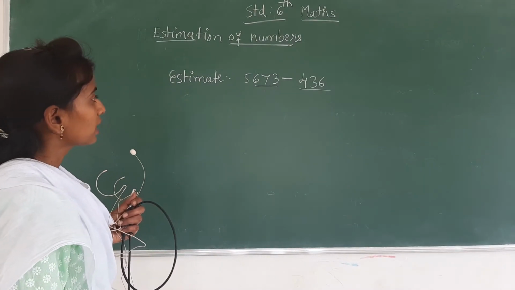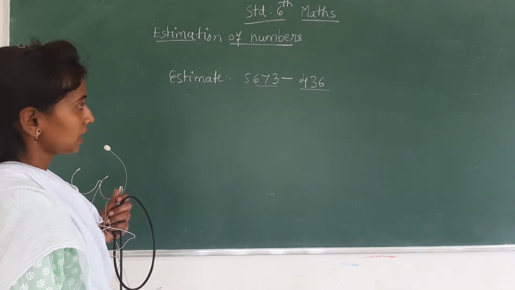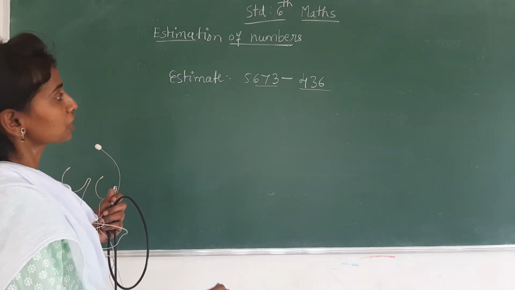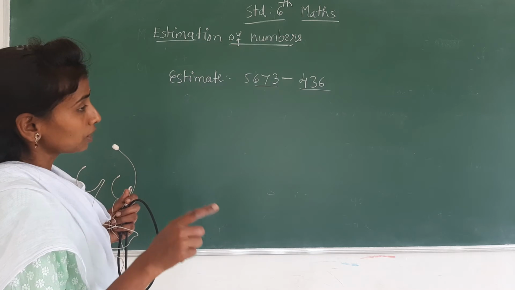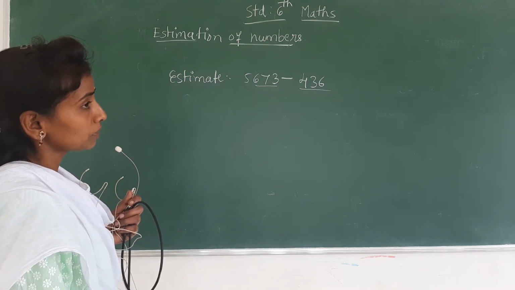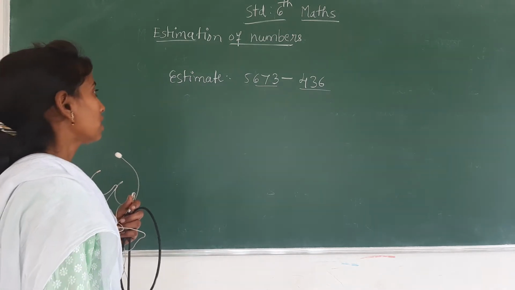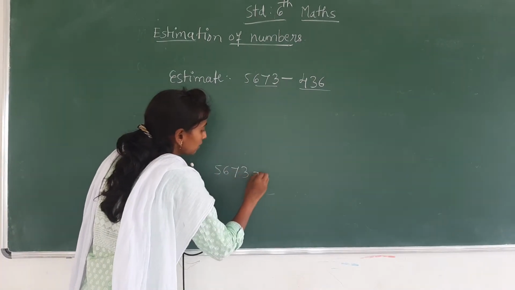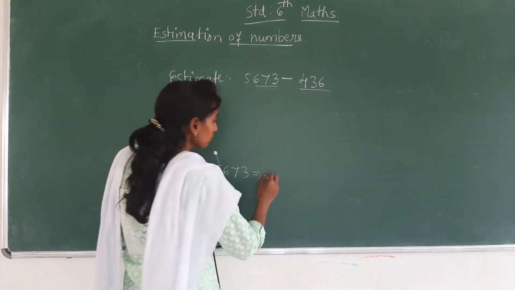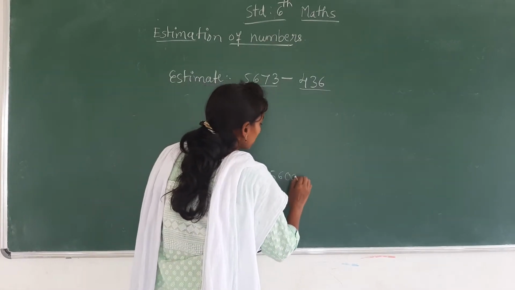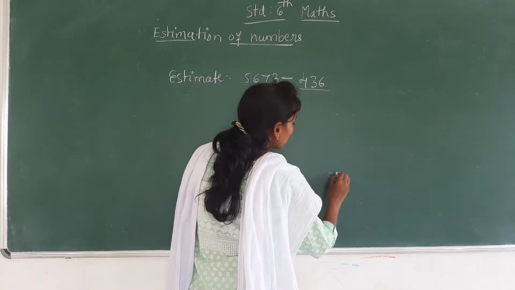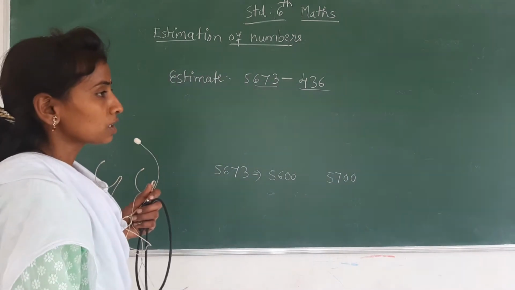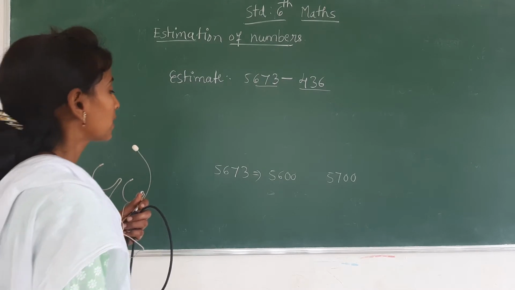First number is 5673. We have to see first which two numbers 673 comes in between. 5673 will come in between 5600 and 5700. We are estimating the numbers to the hundreds place.